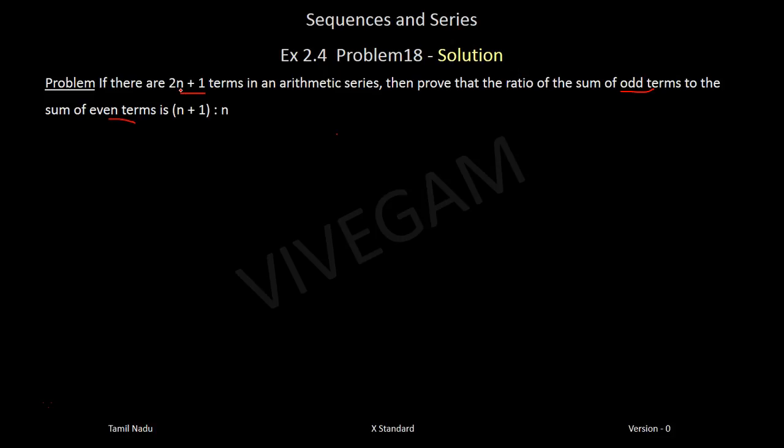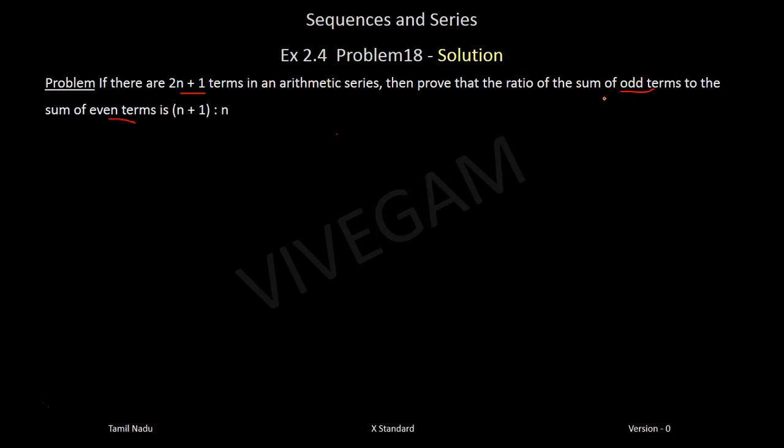Let's take two cases. One is an even number and the other one is an odd number. So when n equal to 2, which is even, 2 twos are 4, 4 plus 1, 5 terms. So the number of terms is odd. Then let's take n equal to 3, which is odd. 2 threes are 6, 6 plus 1, 7. So the number of terms is always odd. That is one thing we'll have to understand here.